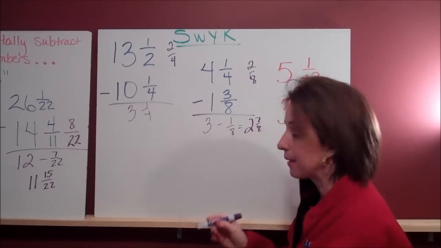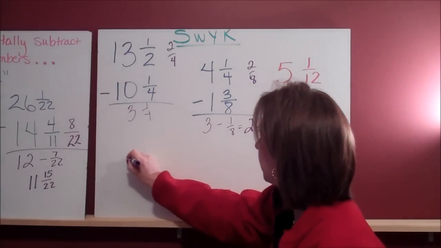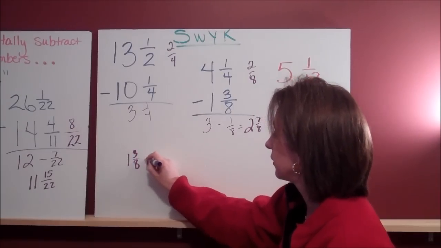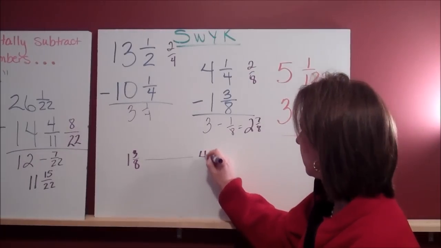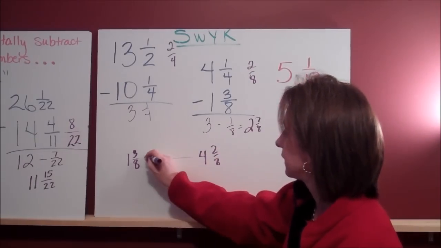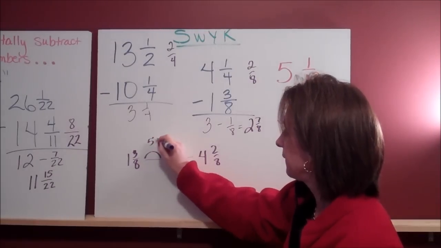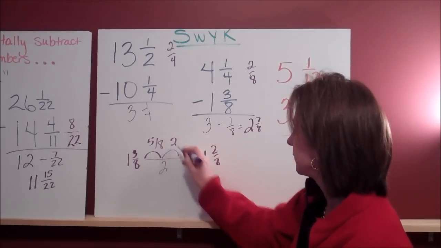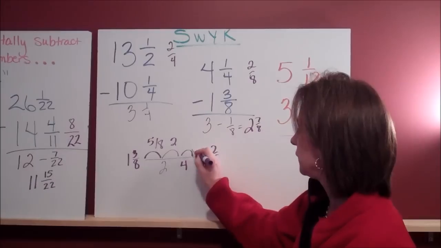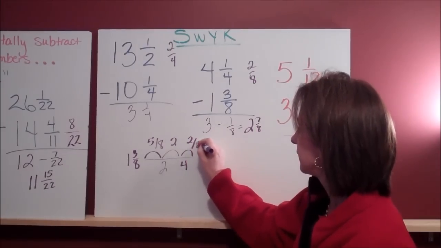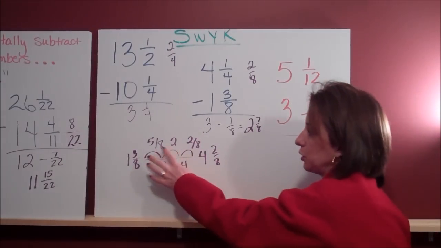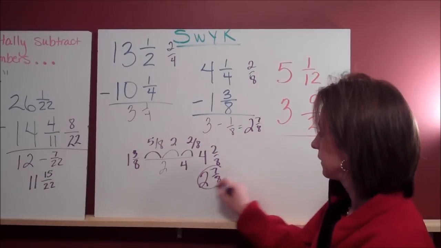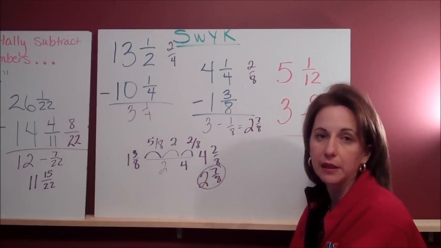If you didn't use that method, if you used the counting up method, then you would have started with 1 and 3/8, because that's the smallest number on your number line, and you would have counted up to 4 and 2/8. Well, if you put 5/8 on here, it got you to 2. And then you needed 2 wholes to get you to 4, and then you needed 2 more 8ths to get you where you were. And so 2 plus 5/8 plus 2/8 is 2 and 7/8. 2 and 7/8 is your answer either way.